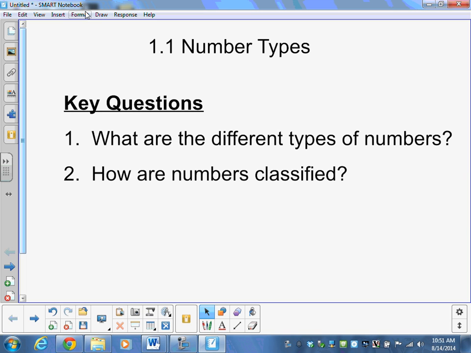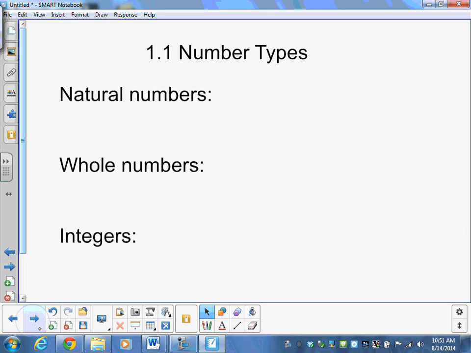It's very important to classify numbers because when you do word problems or you're talking about real life situations, different applications, some numbers are not going to make sense. So we classify numbers to help us figure out when we solve a problem if it's going to work or not, or if that number is going to be reasonable. And we'll talk more about that later. Let's look at the number types.